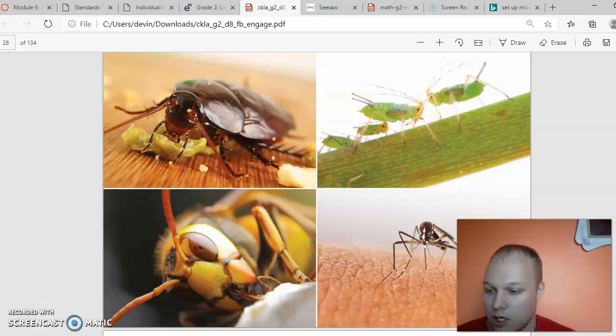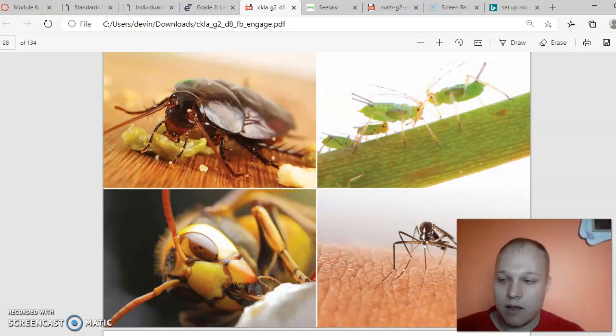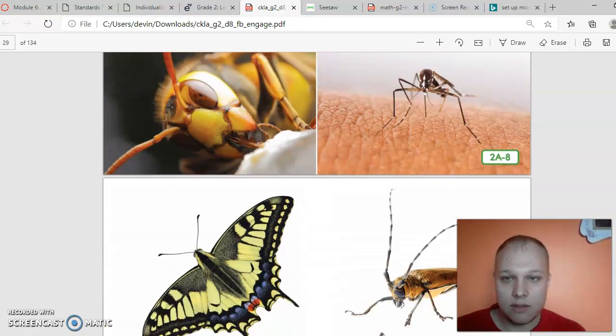Butterflies and bees have long mouthparts for sucking nectar from flowers. And you can think, well, they do suck this nectar from flowers, they also do something else that we learned about when we learned about plants.